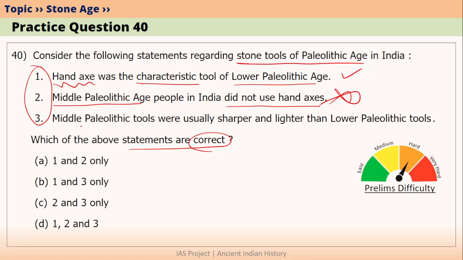The third statement is, Middle Paleolithic tools were usually sharper and lighter than Lower Paleolithic tools. This statement is absolutely correct because Middle Paleolithic tools were mainly made from stone flakes, and Lower Paleolithic tools were mainly made from prepared stone cores. So flake tools were smaller and they had sharper edge. If they were smaller, obviously they were lighter. This is a difficult question. So the correct answer would be 1 and 3 are correct.